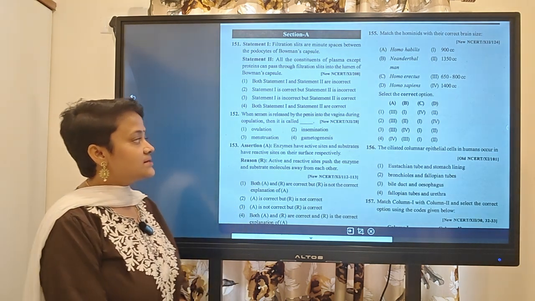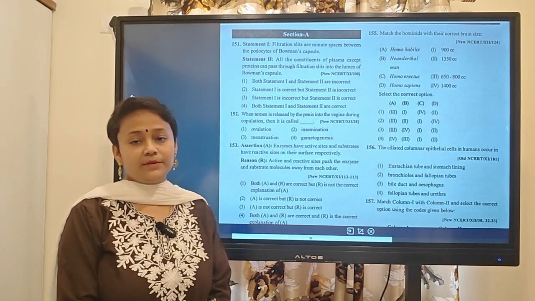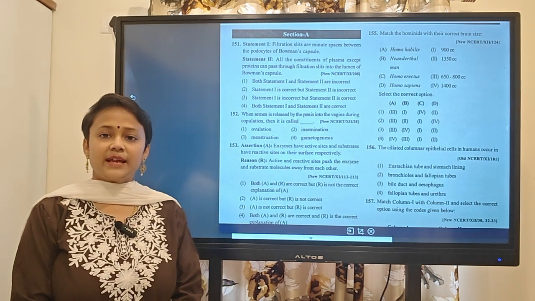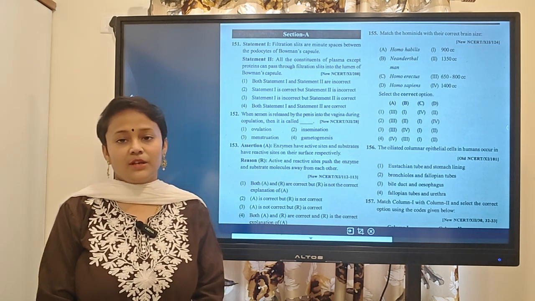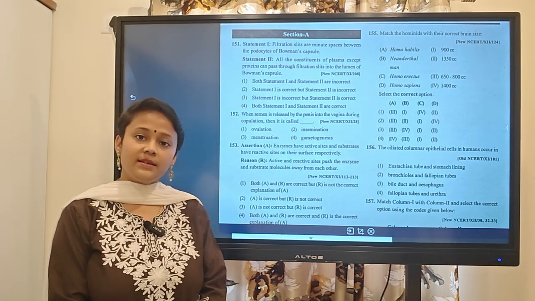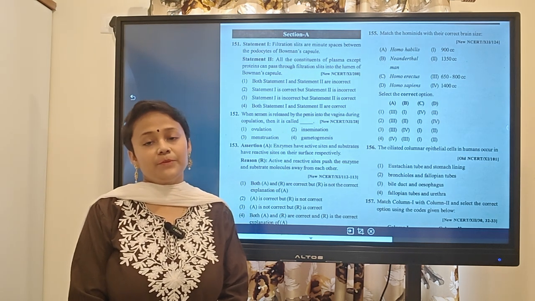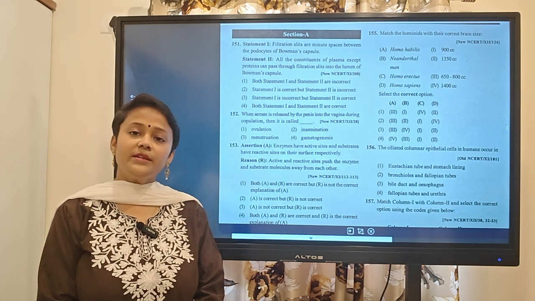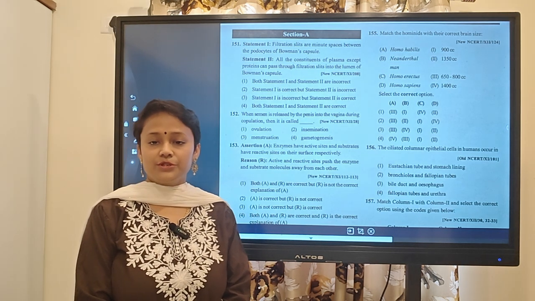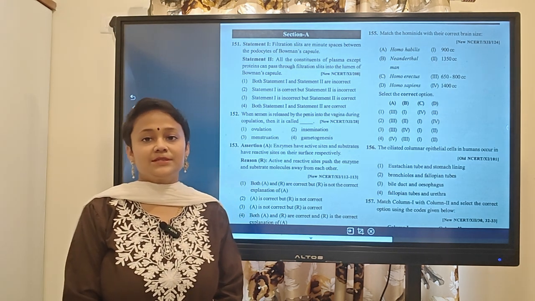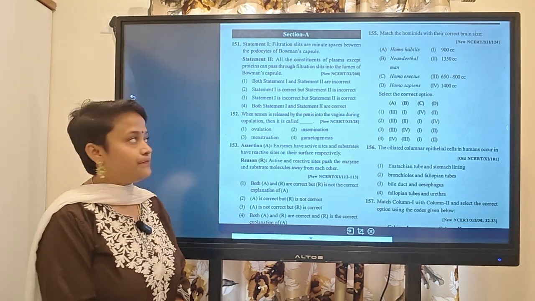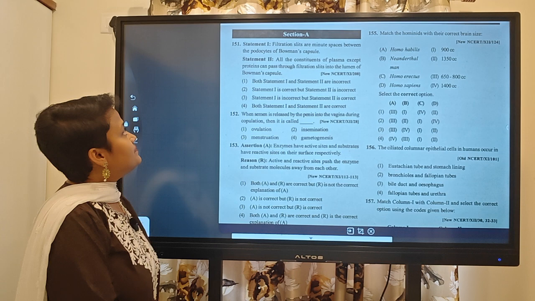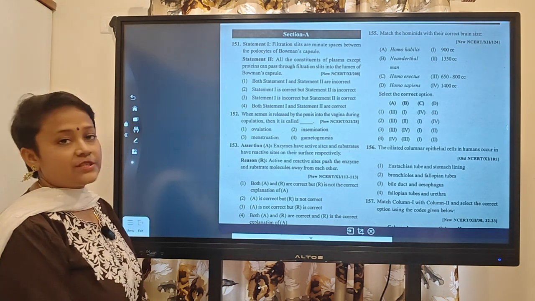So I have taken some questions which are random and standard-wise. It will be up to the standard of NEET. So it may be from NCERT Exemplar, it may be from previous year questions, or it may be a new form of questions, which is up to the standard of NEET. So let's discuss. Let's start today. So here, the first question.